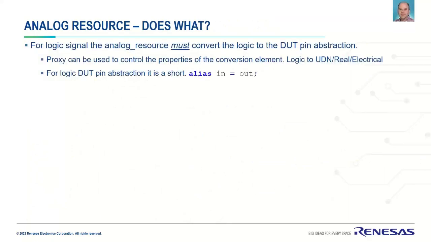So what does the analog resource do? Well, for a logic signal, it needs to convert to what the dot pin extraction is. If the dot pin is logic, all I need is a short to connect the two. So you can just use the alias command and short the out of module reference to a wire in there to the actual analog resource pin.